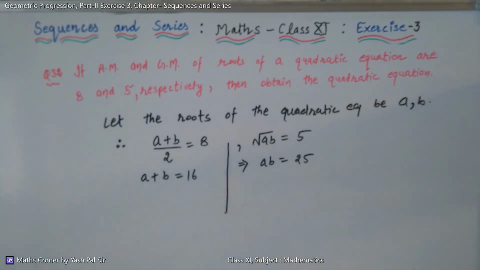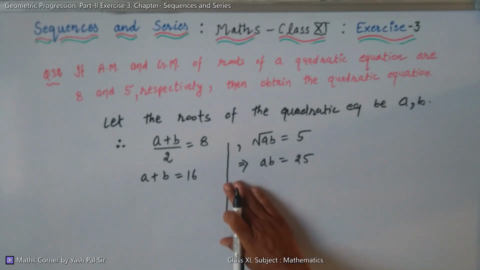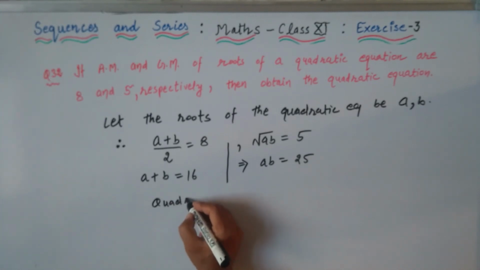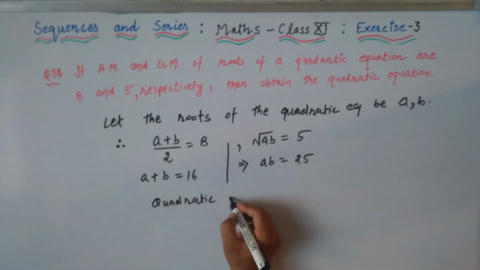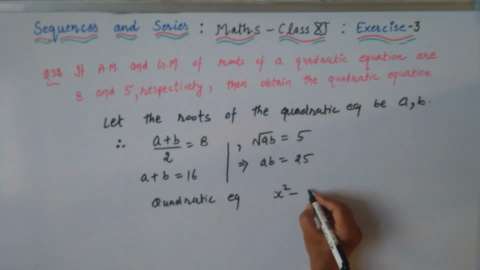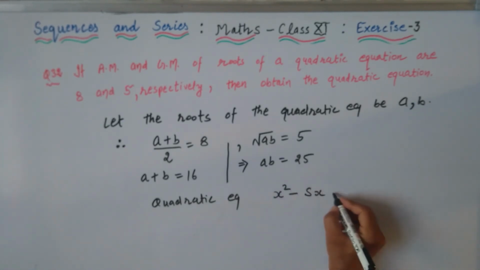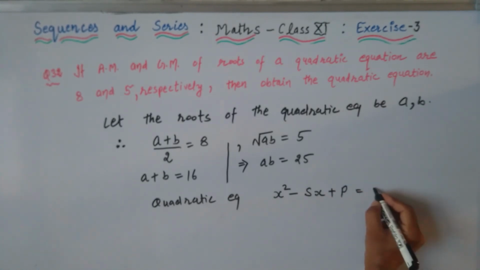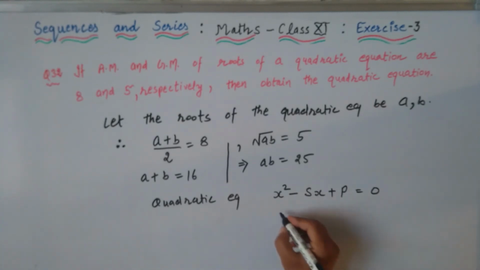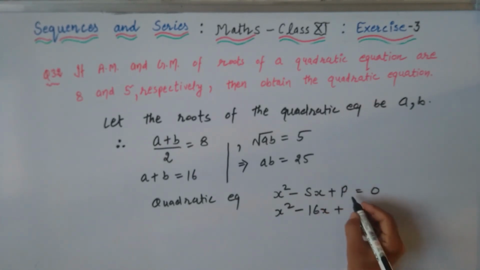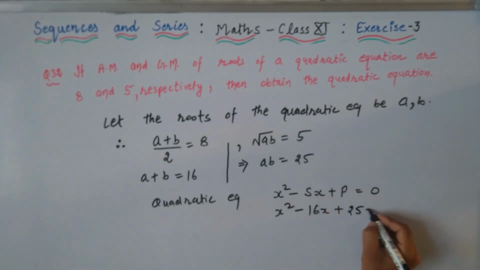So what we know about quadratic equation? Quadratic equation is x square minus sum of the roots into x plus product of the roots is equal to 0. So this way we have x square minus 16x plus 25 is equal to 0.